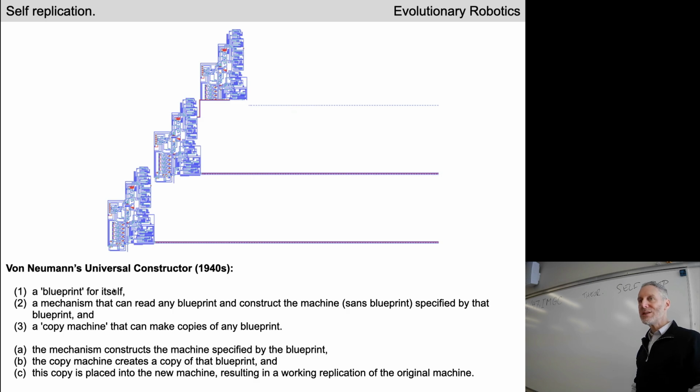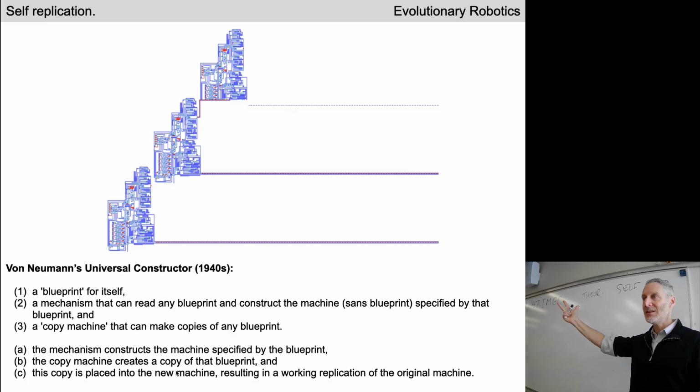If you put these three things together, the blueprint, the mechanism, and the blueprint copier, you end up with a machine that constructs a machine specified by the blueprint. The copy machine creates a copy of that blueprint, and finally it puts that blueprint into the new machine. The moment it does that, you have a new machine that has the blueprint, the mechanism, and the blueprint copier.